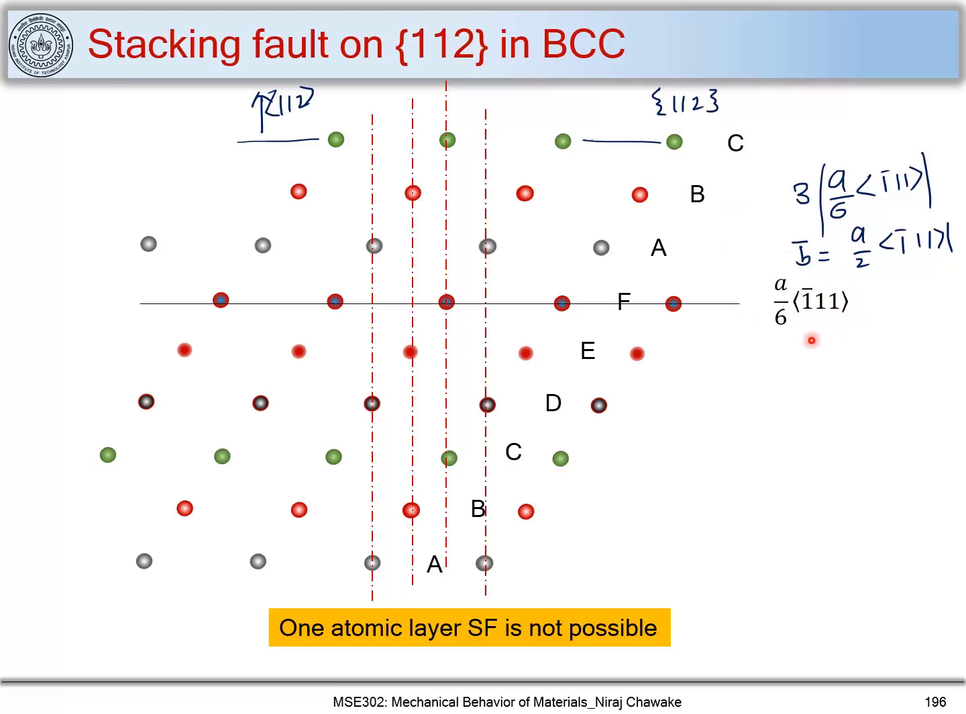Now let's look at this scenario in more detail. So we have seen that one atomic layer stacking fault is not possible because you have high energy configurations, and when we move completely, like let's say from this point to this point only, it retains the structure, and that is by a Burgers vector. Now let's look at this in more detail.